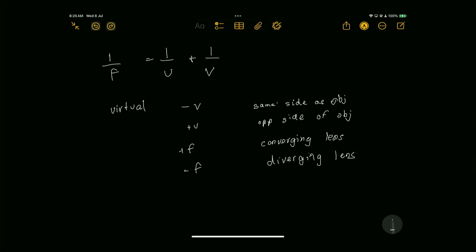Well, that would be for our simple cases, right? When we're doing multi-lens systems, you could have virtual images on the opposite side of the object, but in our case, for these simple systems, the images on the opposite side of the object are real. So that's why I didn't really mention it previously, because it is possible to not be real.